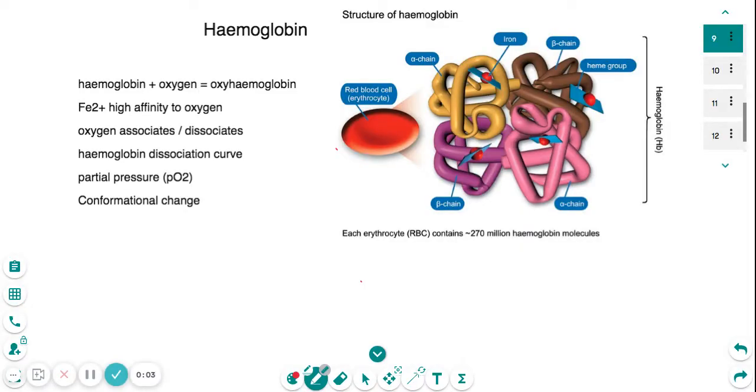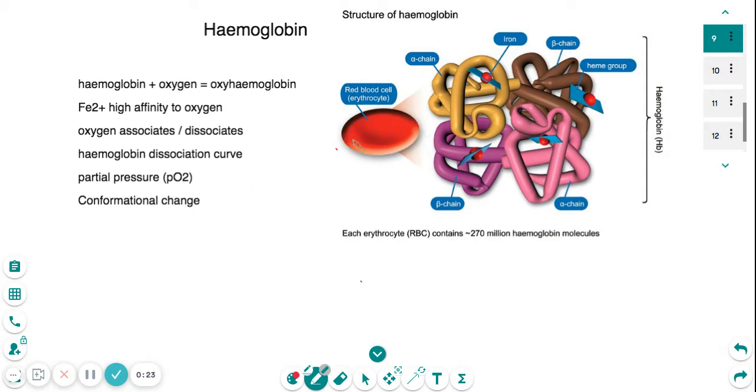Okay, this time we'll talk about haemoglobin. Just a reminder, this is all to do with transport in animals. How, for example, are we transporting oxygen around the body? What adaptations do we have? And one of those adaptations is the red blood cells themselves.